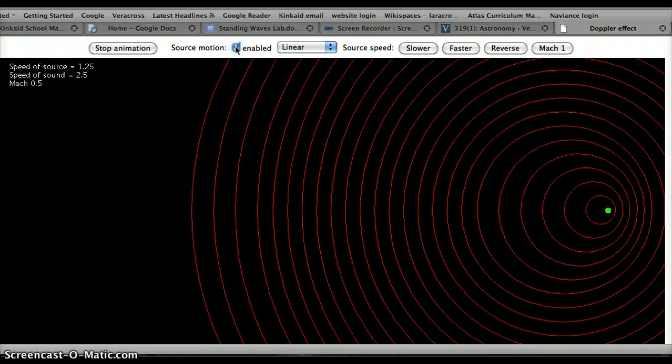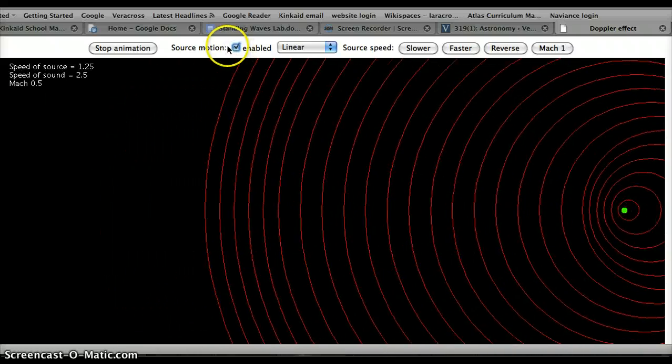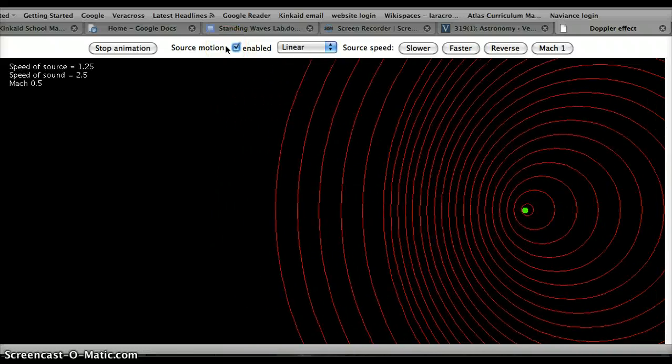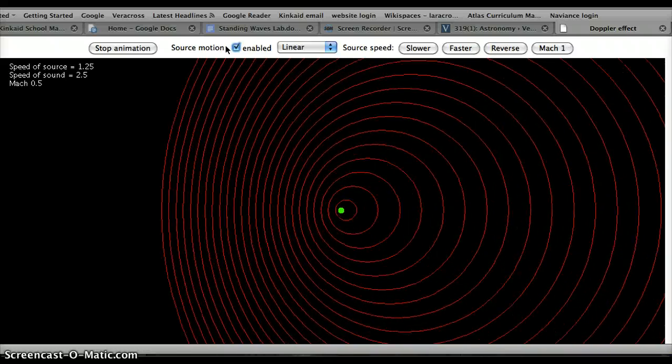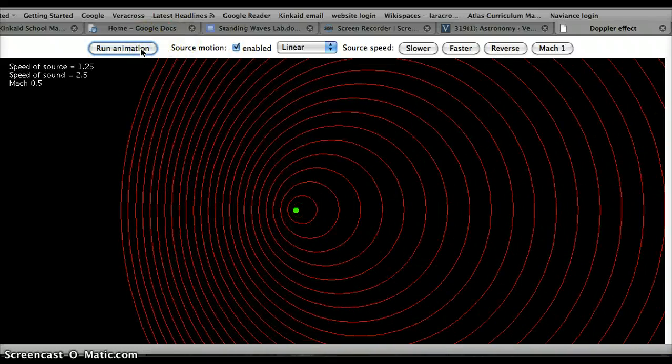And then I'm going to let it go back. I should pause it is what I need to do. So as you can see, when it's moving from one side to the other, on the side that it's moving towards, the waves are getting kind of bunched up, as you can see over here. And on the side that it's moving away from, they get more spread out. So the wavelength is shorter here, and the wavelength is longer here. Shorter wavelength means a higher frequency, and longer wavelength means a lower frequency.